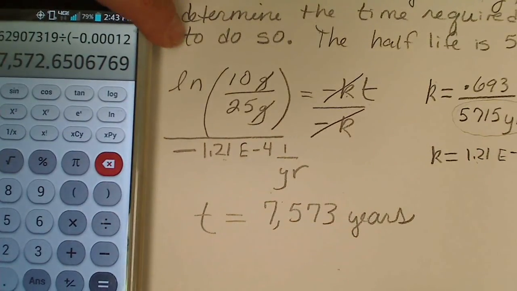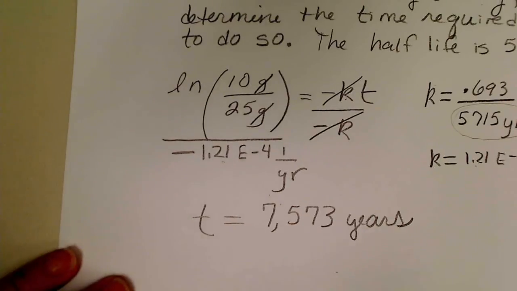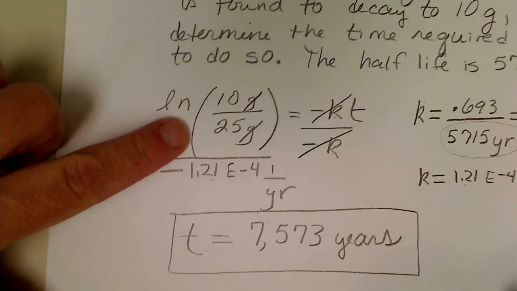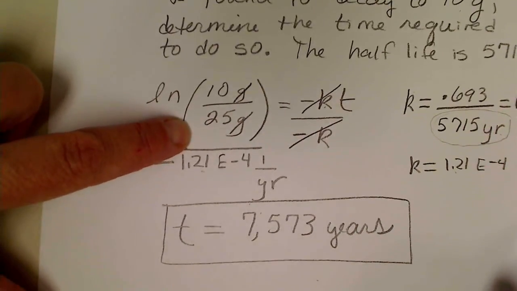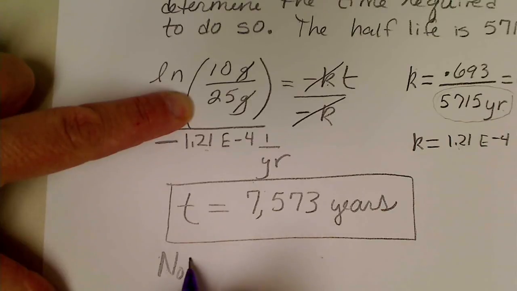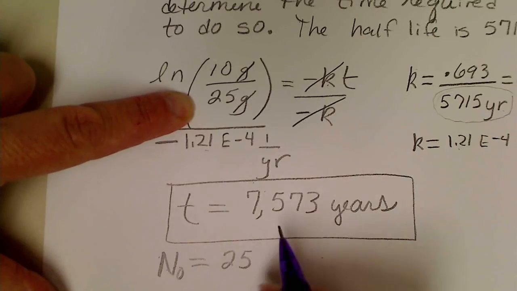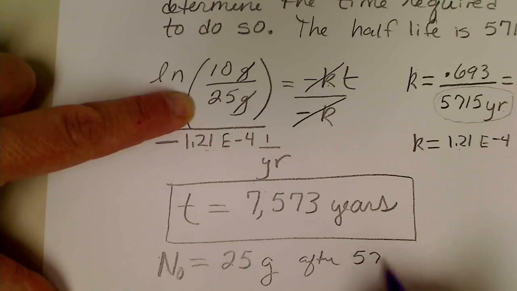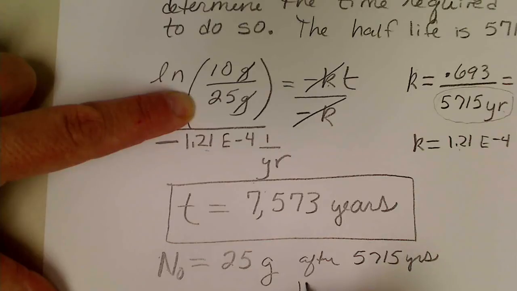And I can't really do two things at once, talk and think. So that really should make sense. And it does make sense if we consider that if our initial mass was 25 grams, half of that is 12.5 grams. So after 5715 years, we would have 12.5 grams remaining.